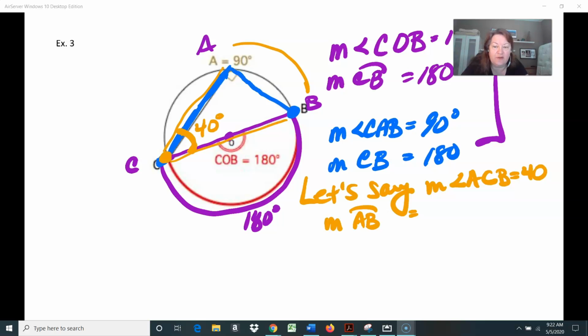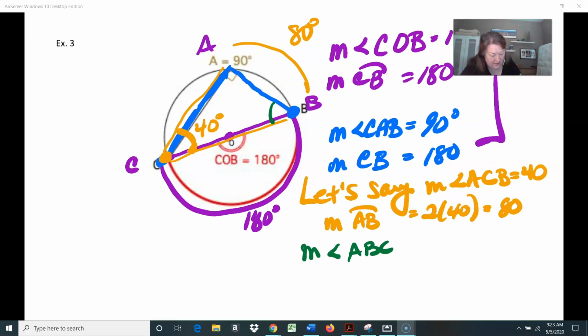Well, that depends on where the vertex is. Since it's on the circle, the angle is going to be smaller. So that means that arc AB is going to be twice as big. It's going to be 2 times 40, which is equal to 80. So if this arc is 80, then that inscribed angle is half as much. All right, let's follow that to the last side. So if I follow that to the last side, what would you say the measure of angle ABC is over here?